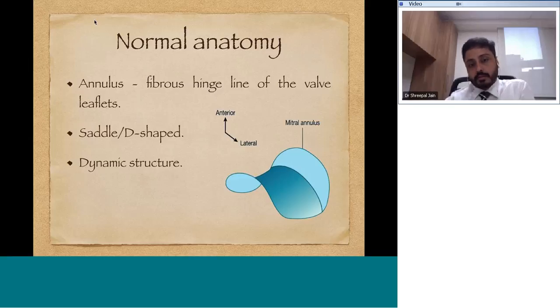The mitral annulus is also not a static structure, it's a dynamic structure, and it tends to become short during ventricular systole. It's very difficult to define the limits of the mitral annulus, especially because of the continuity with the aorta anteriorly.